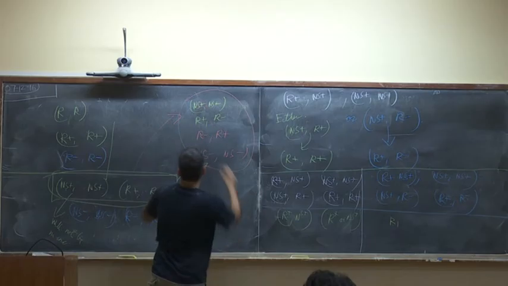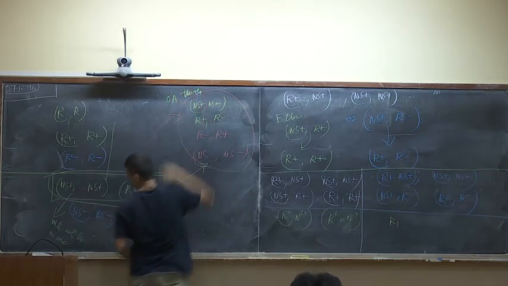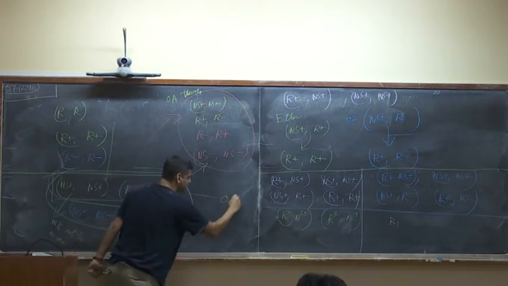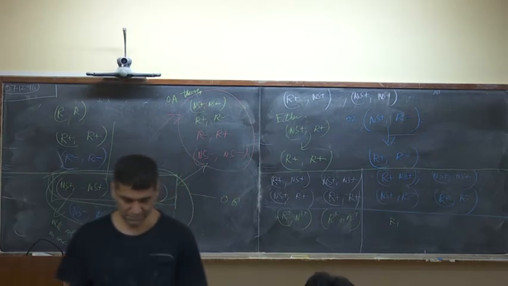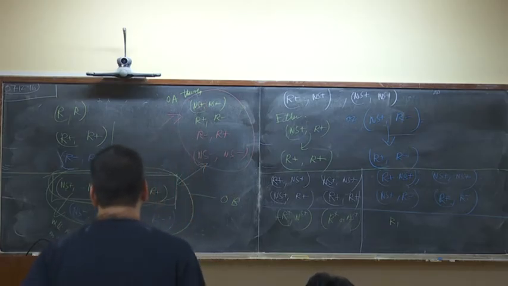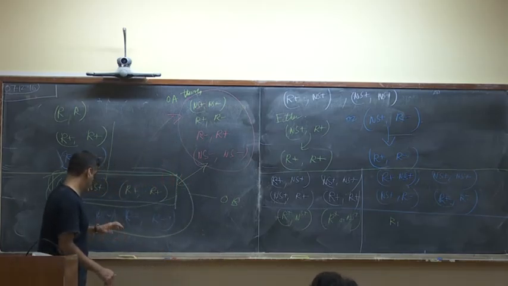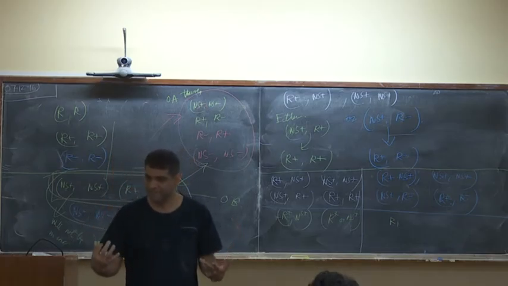R plus R minus, this is called type 0A. Whereas this character here is called type 0B. Okay. Now, I've not been as systematic as I should have been.